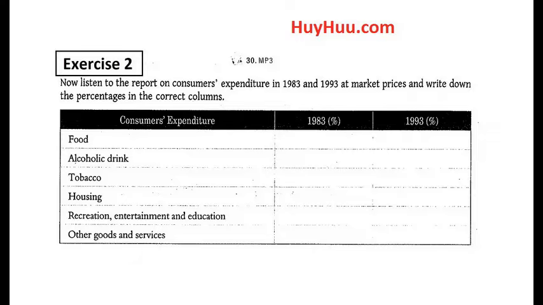The percentage on housing increased slightly from 15.1% in 1983 to 15.4% in 1993. And recreation, entertainment, and education was 9.2% in 1983, then increased to 10.1% in 1993. The percentage of consumers' expenditure on other goods and services showed a large jump from 13.5% in 1983 to 19.4% in 1993.